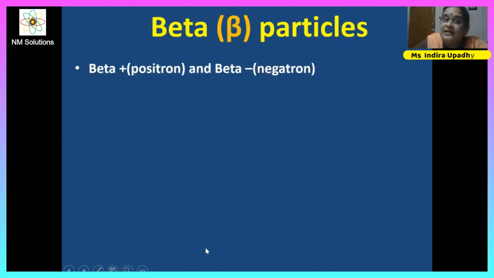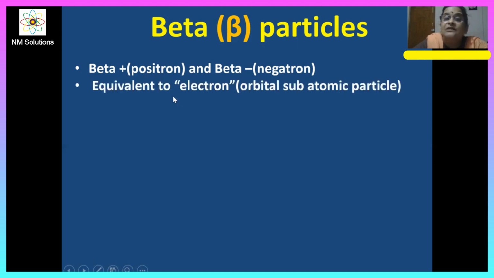Now, what are beta particles? They can be positively charged positrons or negatively charged negatrons. They are called negatrons to not get confused with the electrons, which these beta particles are actually equivalent to, the orbital subatomic particles.